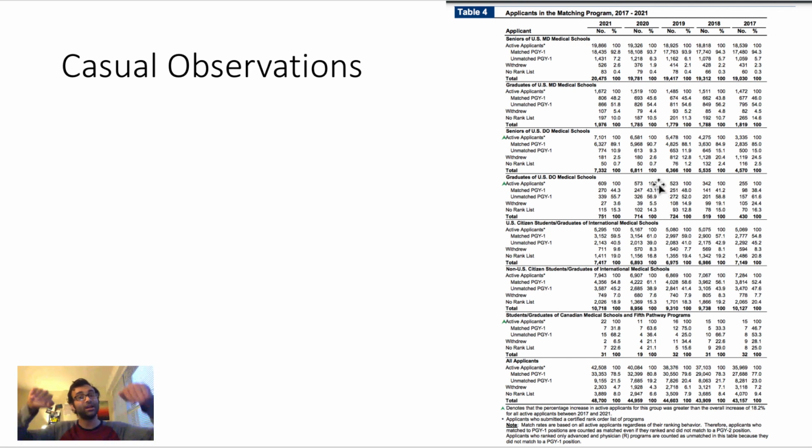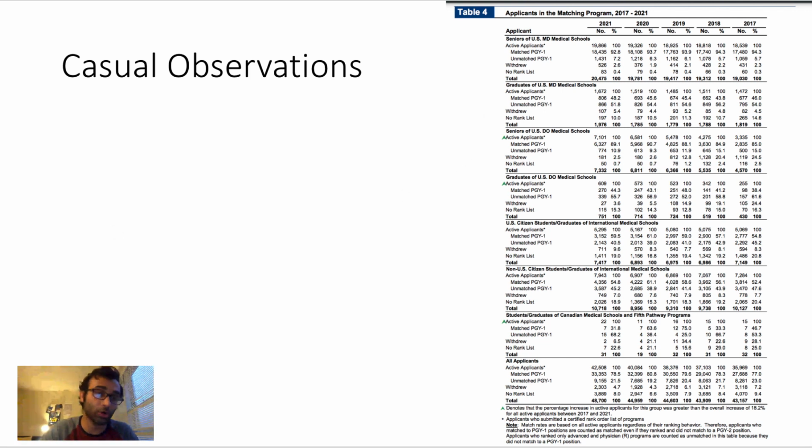You can go down the list and do the same thing, but basically you'll see that the match rates are usually the highest for US MD and US DO seniors, not graduates, but seniors, which means the people who get into these schools and then apply for residency have higher match rates, which is obviously one of the big things you often learn, which is why DO and MD schools in the US are often seen as a better conservative approach to making sure you match.